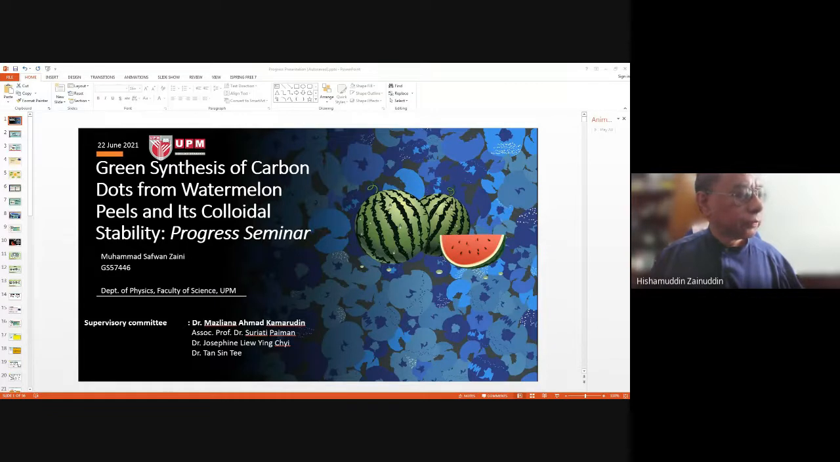So for the first presenter, we have Muhammad Safwan bin Zaini, who's delivering his progress report. The talk is on green synthesis of carbon quantum dots by green carbonization method and its colloidal stability. So please, the screen is yours.